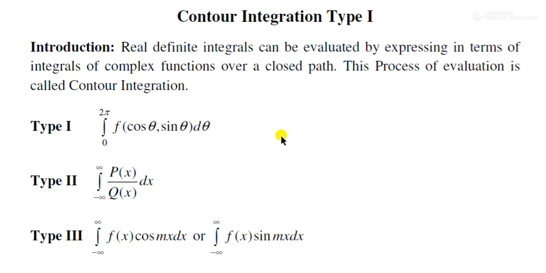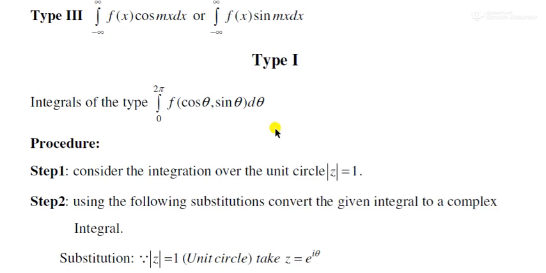Type 1 is of the form integral 0 to 2 pi f of cos theta comma sin theta d theta. Type 2 is of the form integral minus infinity to plus infinity p of x divided by q of x dx. Type 3 will be of the form integral minus infinity to infinity f of x cos mx dx or integral minus infinity to infinity f of x sin mx dx. Now let us elaborate about type 1.